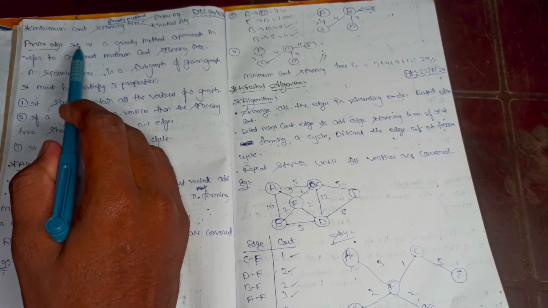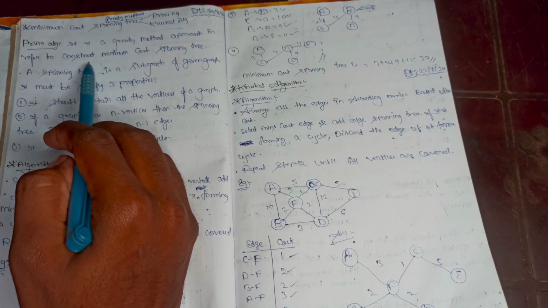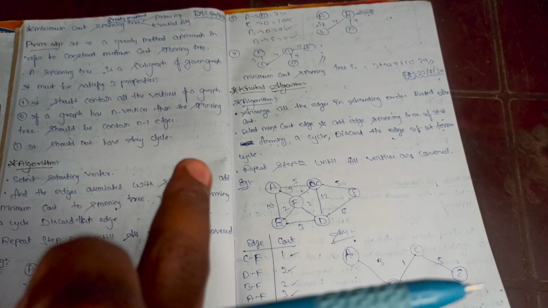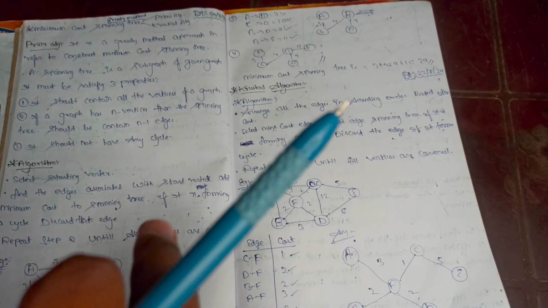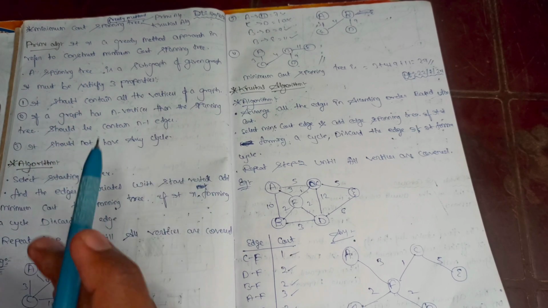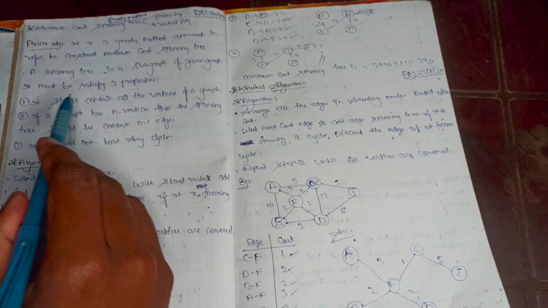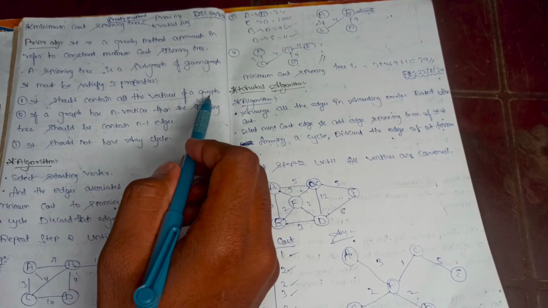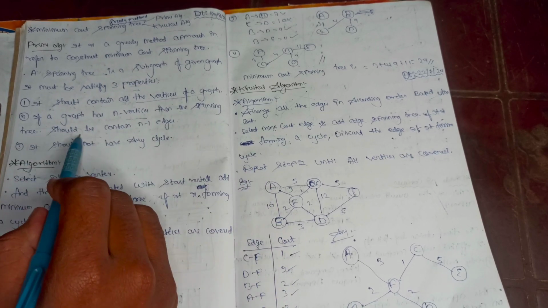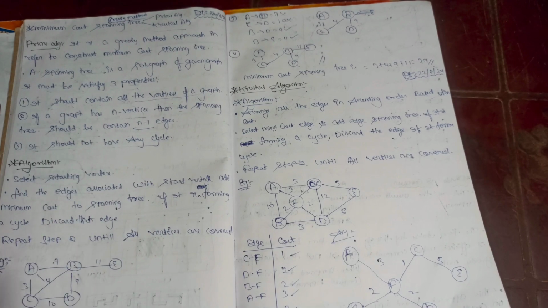Prim's algorithm is a greedy method approach. It refers to constructing the minimum cost spanning tree. Here a graph is given through which we have to construct a minimum cost spanning tree. There are three rules, guys, so we have to satisfy these three properties. It should contain all the vertices of a graph. If a graph has n vertices, then the spanning tree must have n minus 1 edges, and it should not form any cycle.